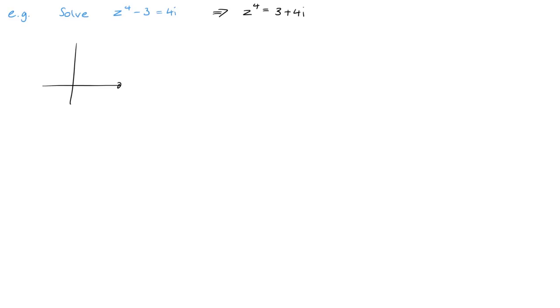So first things first, we need to find the modulus and the argument. So 3 across, 4 up, and we have this. So the modulus is going to be 3 squared plus 4 squared, and then square rooted. And that's going to give me 5. And the argument is going to be arctan 4 over 3.